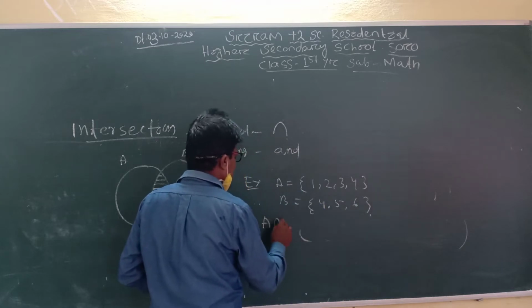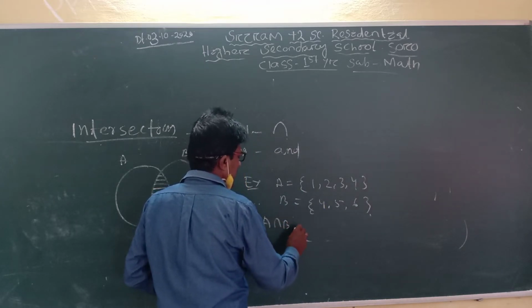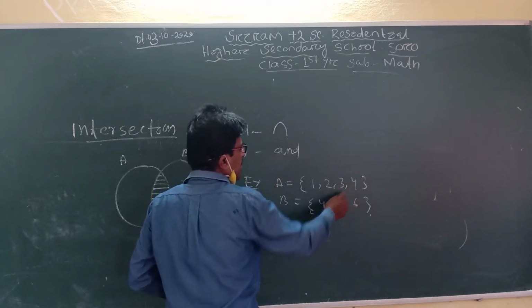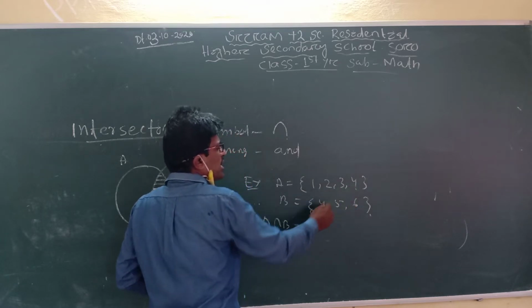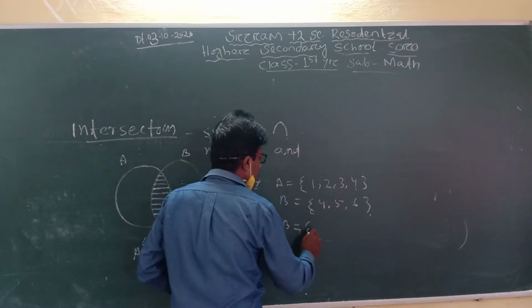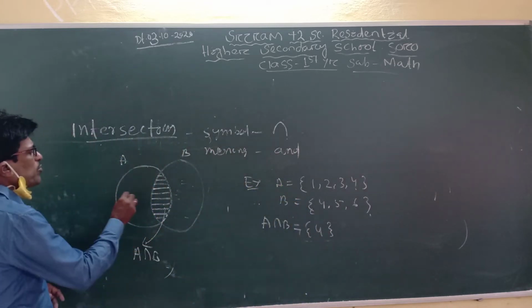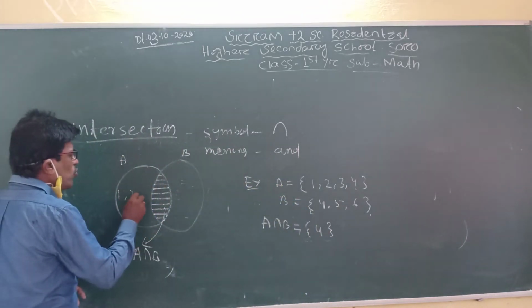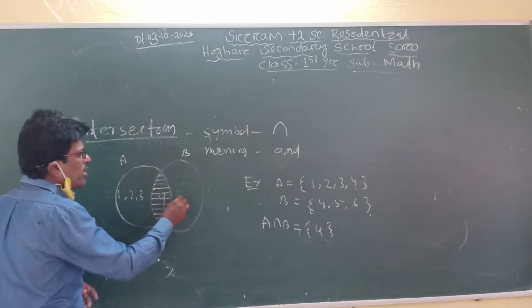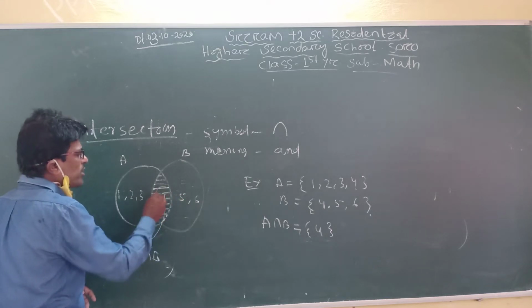So A intersection B is only one element, that is 4. Look, 4 is common to both these sets. So A intersection B is equal to 4. That particular part is 4. Here we have 1, 2 and 3, in the other case 4, 5 and 6. So 4 is common to both.